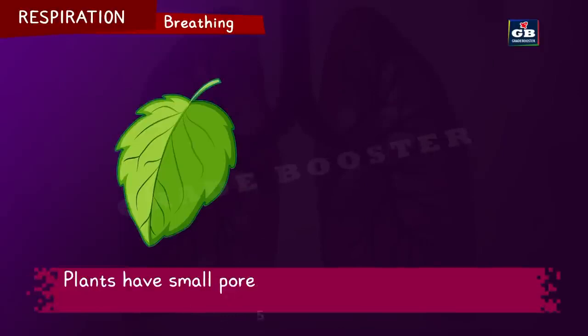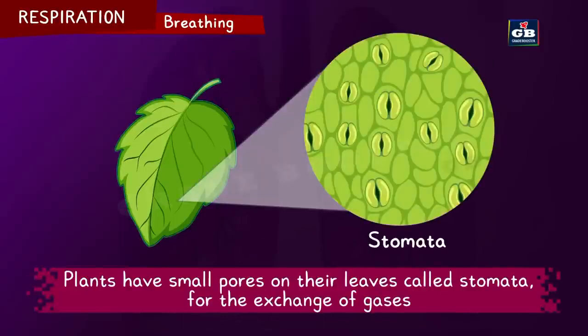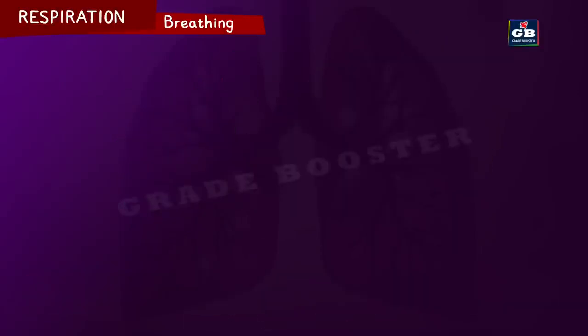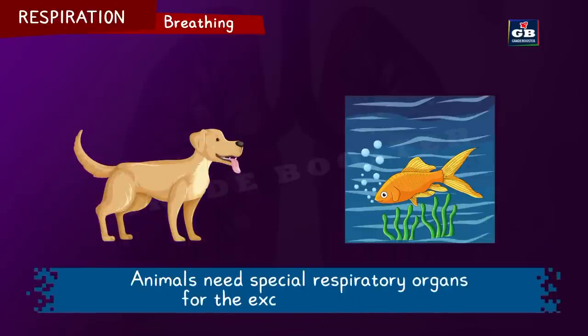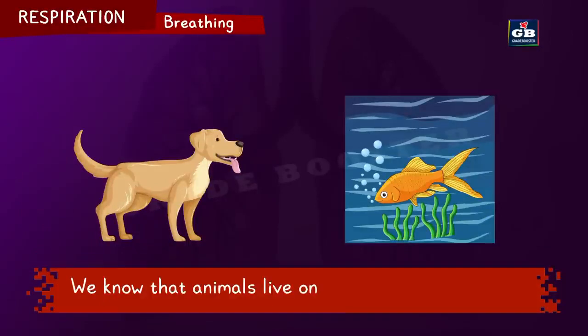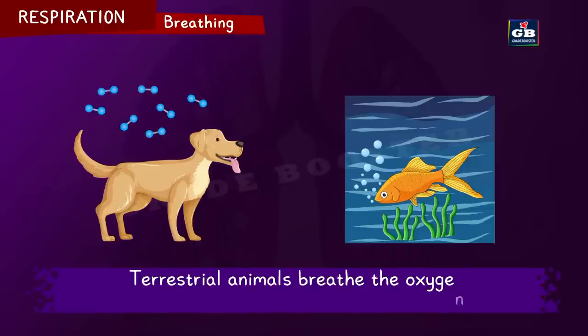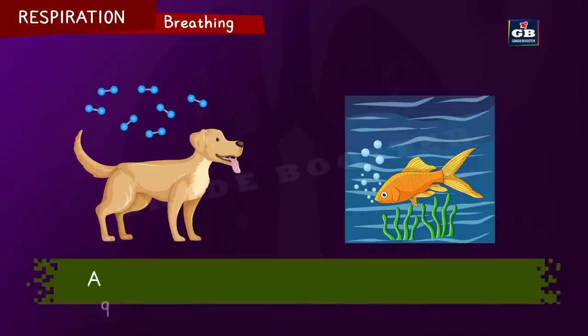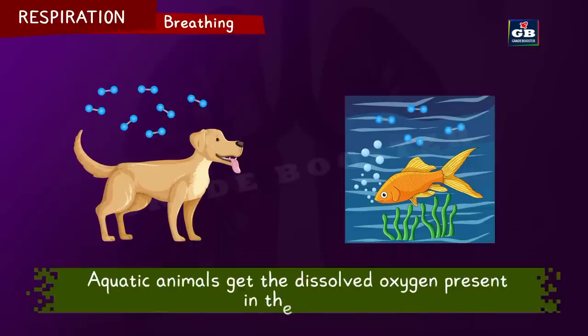Breathing. Plants have small pores on their leaves called stomata for the exchange of gases. Animals need special respiratory organs for the exchange of gases. We know that animals live on both land and in water. Terrestrial animals breathe the oxygen present in the air. Aquatic animals get the dissolved oxygen present in the water.